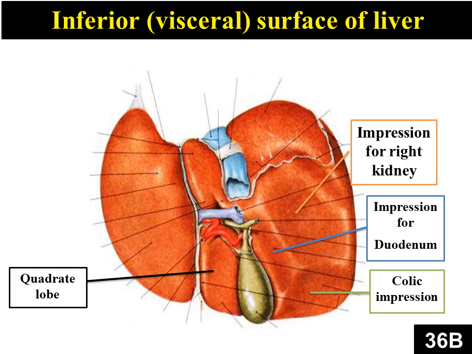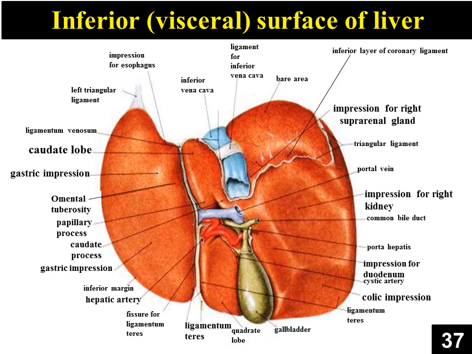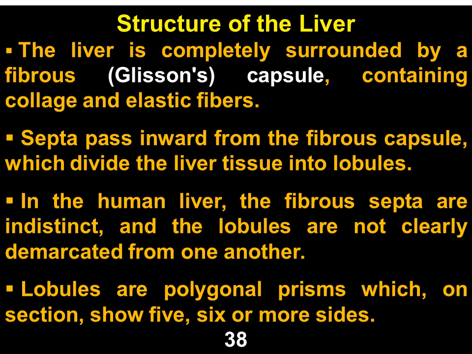هلا نجي على الهيستولوجي. هذه تشوف كل اللي حكيناه على الانفيريور surface. Now what is the structure of the liver? The liver is completely surrounded by fibrous capsule واللي هي نسميها Glisson's capsule، وهذه contains 2 types of fiber: collagenous fiber and elastic fiber. From this capsule septa pass inward dividing the liver tissue into lobules، مو lobes، lobules.